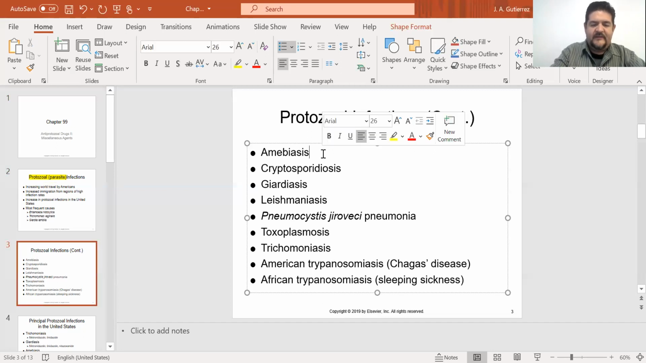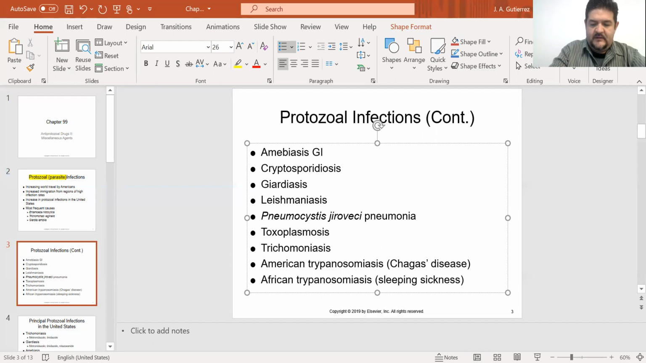So we have amoebiasis. It's a GI infection. This type of parasite is a local one. We can find it in contaminated food. The mode of transmission is by ingestion. Giardiasis is also a GI infection. This one is from contaminated water, and amoebiasis is from contaminated food.